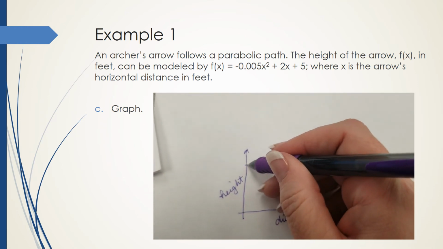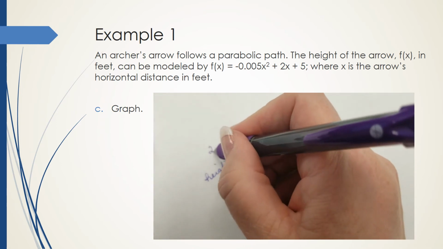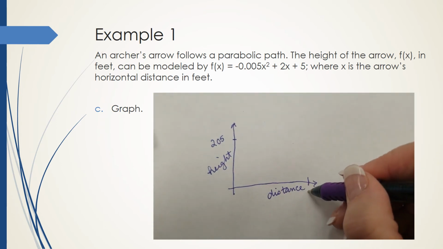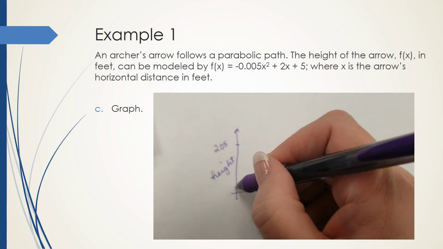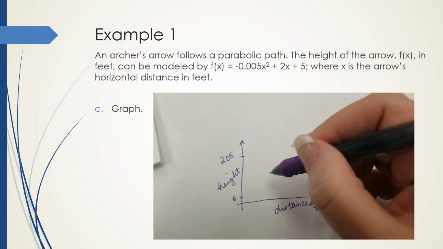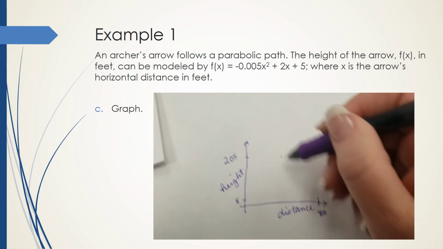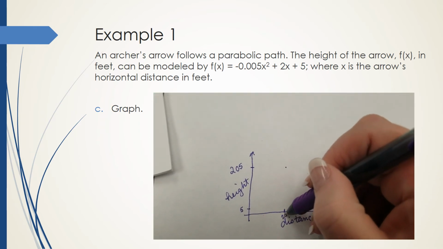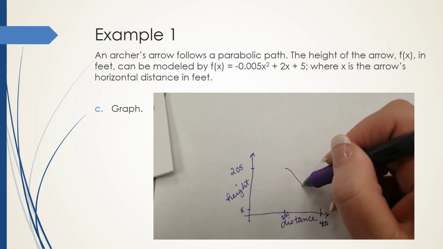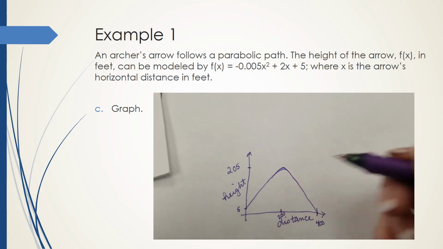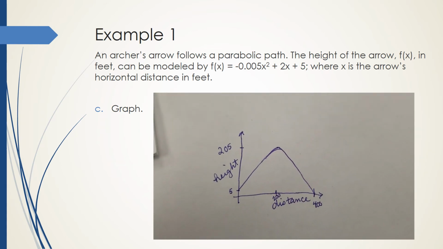So I know the highest point it gets to is 205, and the furthest it goes is 400. And we do know that it's starting at 5. So we're going to make this come up to 200. That's our maximum, going down, and it looks like that. And that's all you really need to do for the graph.